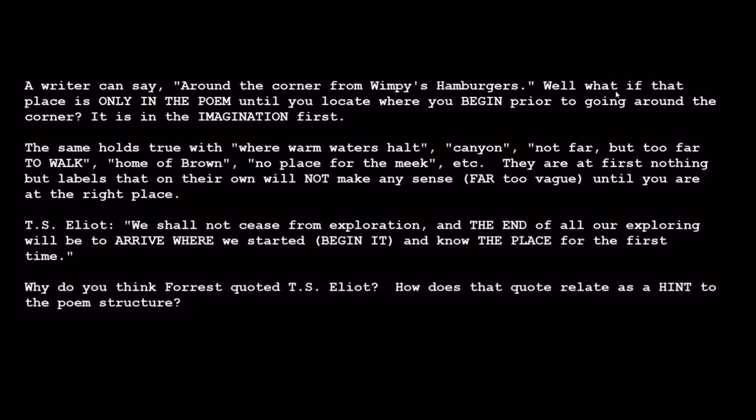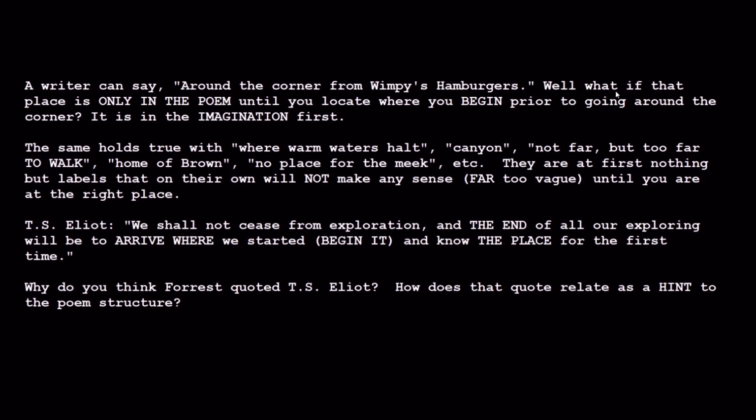And Forrest Fenn hinted many times in many ways that it's going to be difficult to solve the first clue. If you don't have the first clue, you have nothing. And he also said, T.S. Eliot, "We shall not cease from exploration, and the end of all our exploring will be to arrive where we started," in other words, where we began it, "and know the place," meaning that place where we begin, "for the first time."